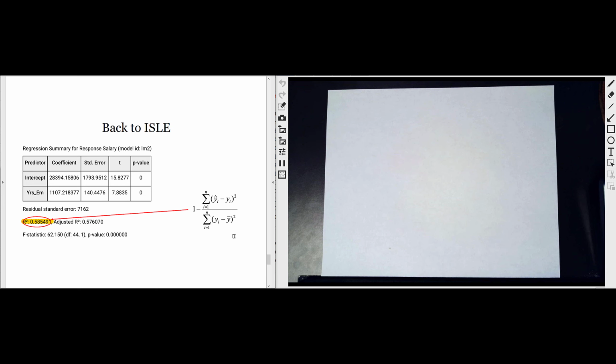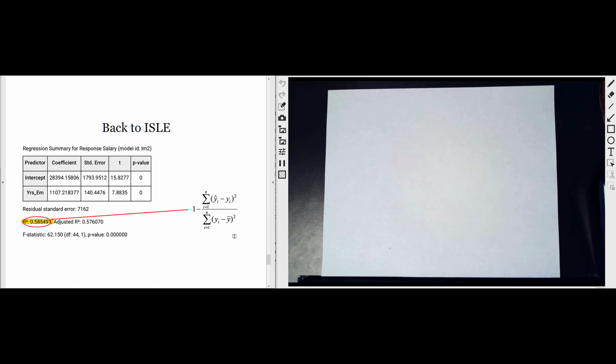The fact that the R-squared here is less than 1, does that mean that the model is bad? No, it just means that the model reflects the data that you have, and the data that you have has a lot of variability in it, and consequently the R-squared is less than 1. In this case, it's about 60%.